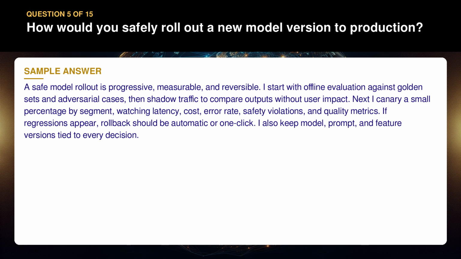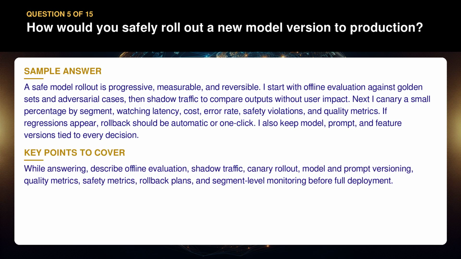If regressions appear, rollback should be automatic or one click. I also keep model, prompt, and feature versions tied to every decision. While answering, describe offline evaluation, shadow traffic, canary rollout, model and prompt versioning, quality metrics, safety metrics, rollback plans, and segment-level monitoring before full deployment.